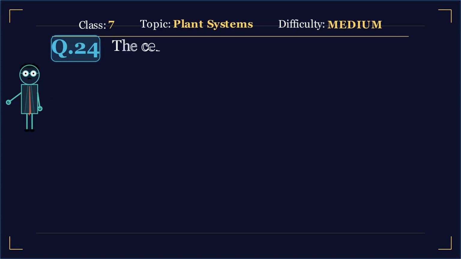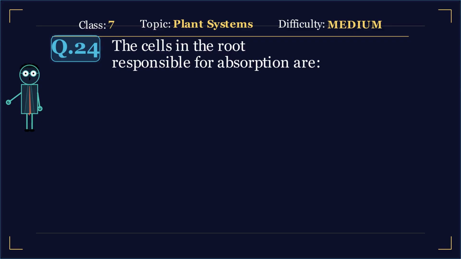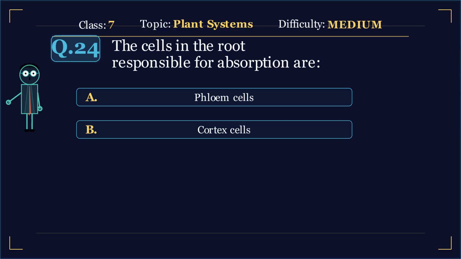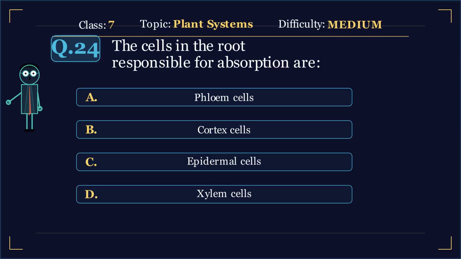Question 24. The cells in the root responsible for absorption are blank. Option A, phloem cells. Option B, cortex cells. Option C, epidermal cells. Option D, xylem cells.